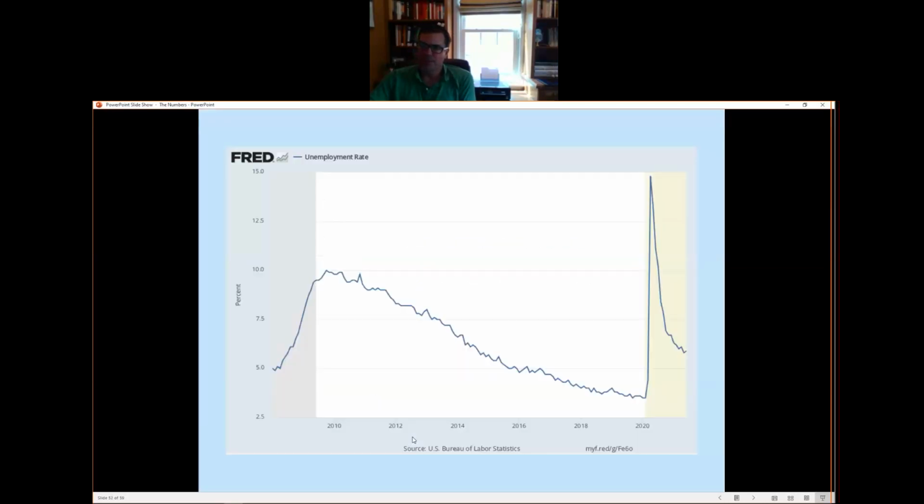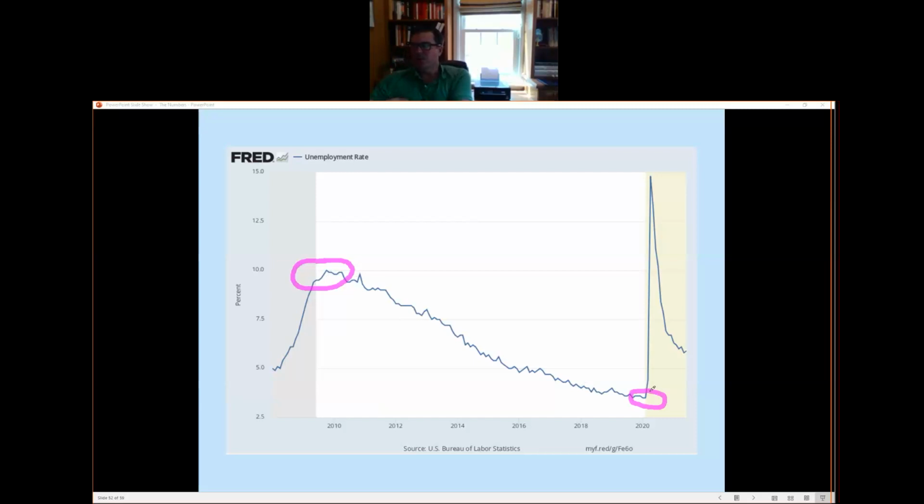So that's what the rate has looked like over time. You can see that it kind of peaked at 10% back in 2010. That was right after the financial crisis. And it came down really substantially. This was one of the lowest in U.S.